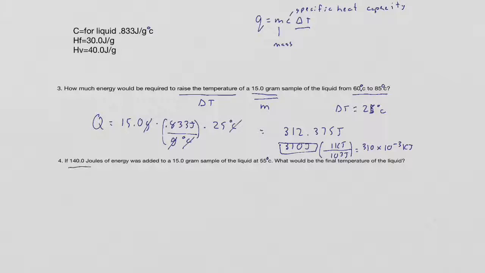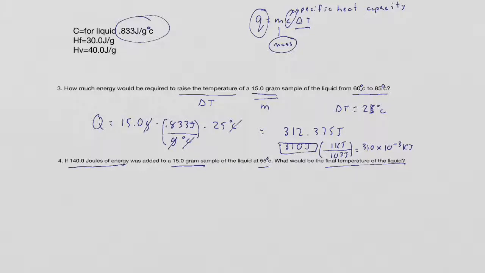We have 140 joules of energy. It is being added to a 15-gram sample at 55 degrees Celsius. What will be the final temperature of the liquid? Well, here's our formula right here. We essentially have our mass, right? We have our Q, right? We have our specific heat, because our specific heat is this number right there. We don't have delta T, though.